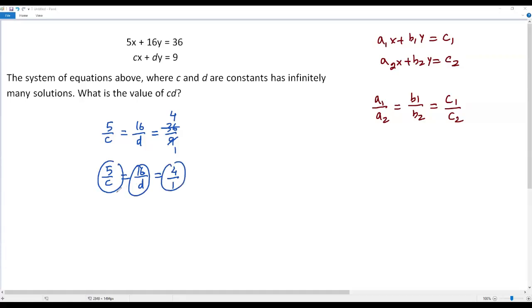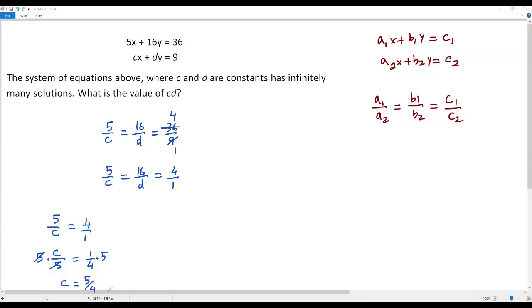Since all three ratios are equal to each other, we can equate any two of the ratios. Now let me equate the first ratio and third ratio to solve for c. That is 5 over c equals 4 over 1. Now to solve for c, I'm going to take the reciprocal on both sides. When I take the reciprocal on both sides, I'm getting c over 5 equals 1 over 4. Now to solve for c, I have to get rid of this denominator 5. So for that, I multiply both sides by 5. When I do so, this 5 will cancel out. I'm getting c equals, when I multiply 5 and 1, I'm getting 5, that is 5 over 4. Now I got the value of c, that is 5 over 4.